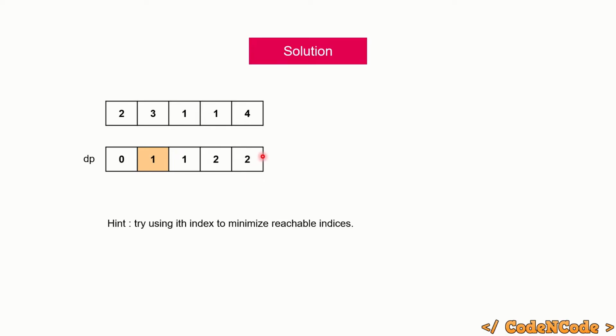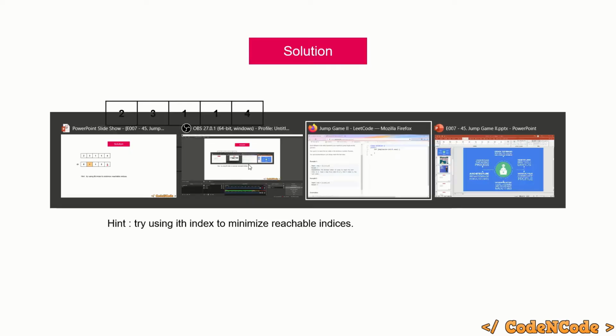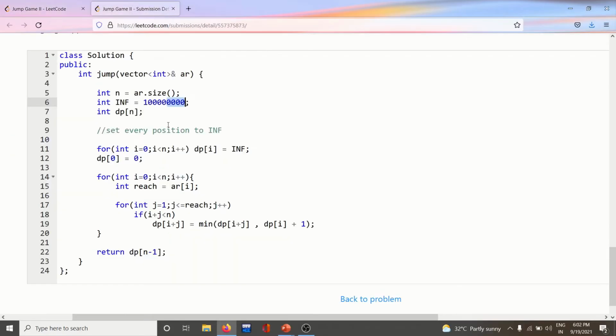And then at the end we will have dp of n-1, which tells you what is the minimum number of steps to reach the n-1th index, right? And that is your answer. So if I show you the code here, see, infinity I have defined to be 10 raised to the power 8, which can never be your answer.